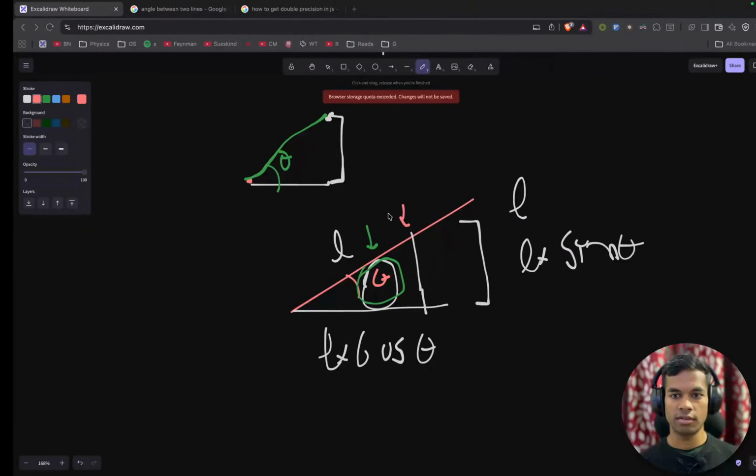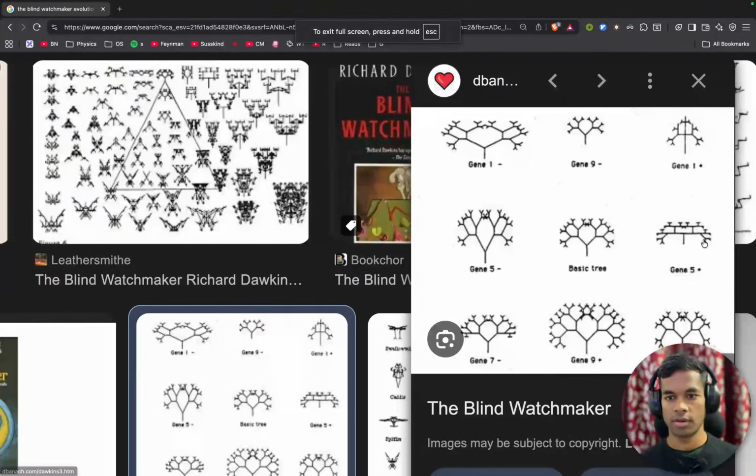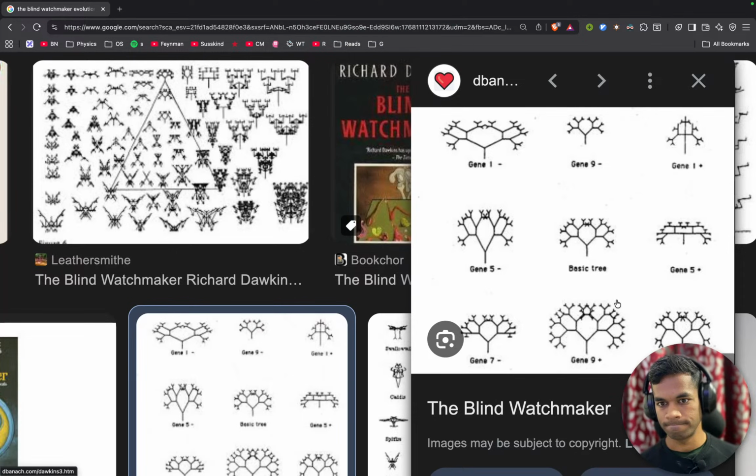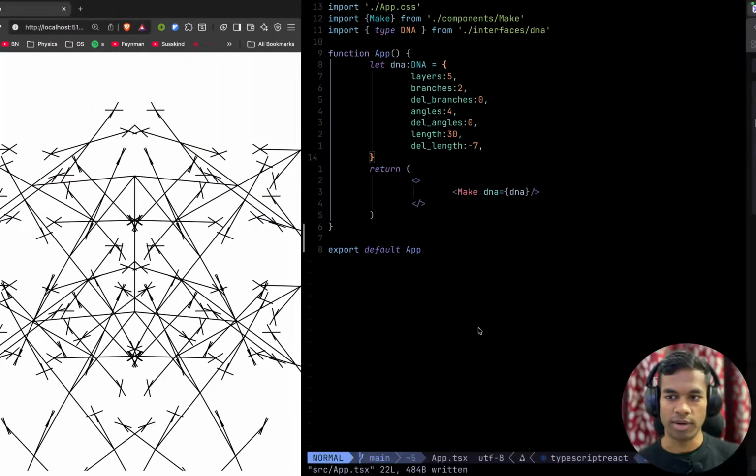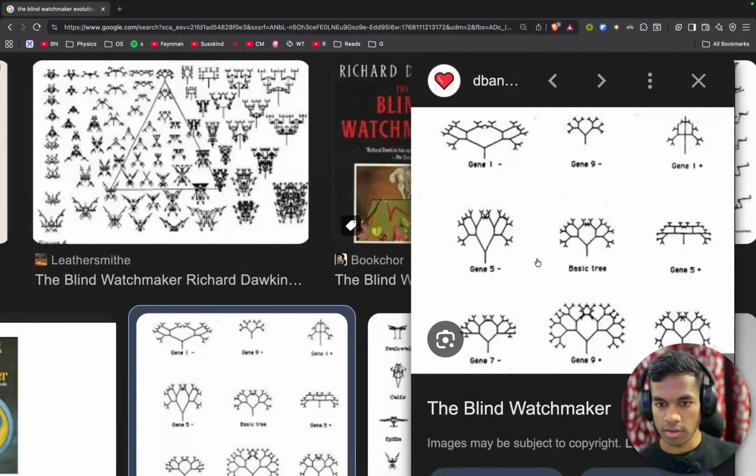Like, look at this and look at what Richard Dawkins had. Mm, this looks much better. This does not look better. Cool, but this looks much better. Basic tree.